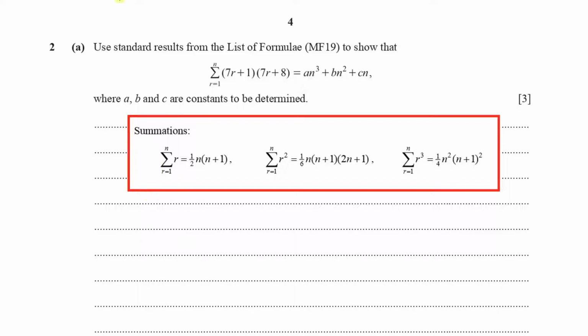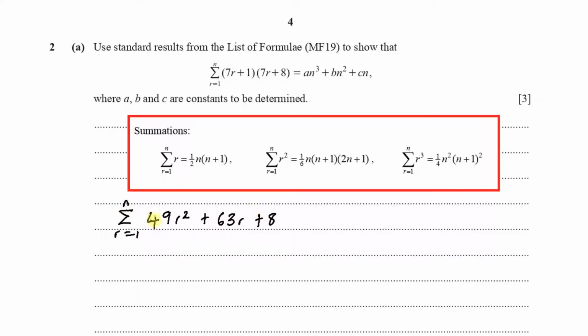So in our question here, we have the summation from r equal to 1 of (7r plus 1)(7r plus 8). So I'm going to express this with these two brackets expanded. That is going to be the summation from r equal to 1 up to n. And if I expand the brackets here, I'll get 7r times 7r, which is 49r squared. And 1 times 7r plus 7r times 8, this is going to give us 63r. And 1 times 8 is 8.